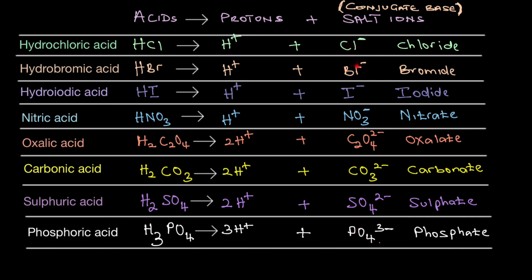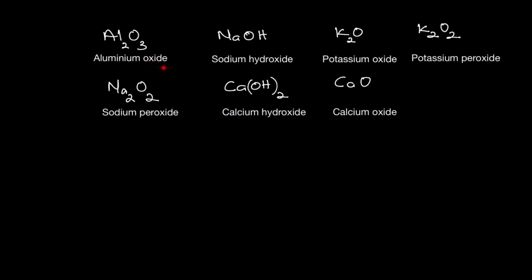The condition for being a salt is to come from their acid, which means they have lost H+ and they are conjugate bases. Aluminium oxide is not a salt. Sodium hydroxide, not a salt. Potassium oxide, not a salt. Potassium peroxide, not a salt. Sodium peroxide, not a salt. Calcium hydroxide, not a salt. Calcium oxide, not a salt, because the oxide and hydroxide have not come from their acids.